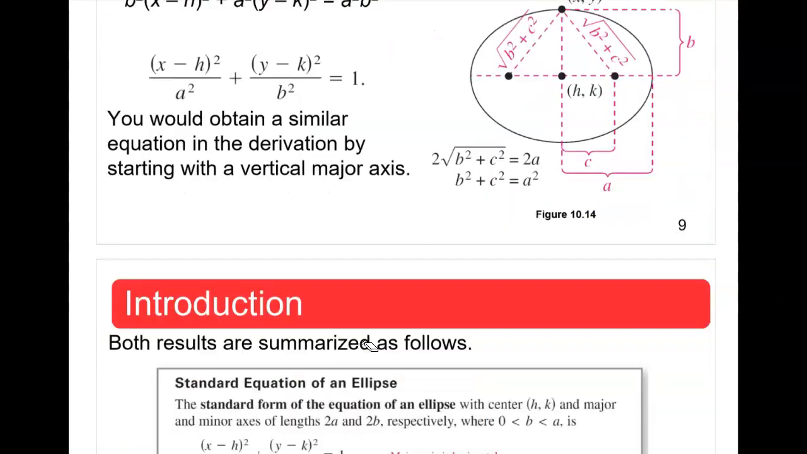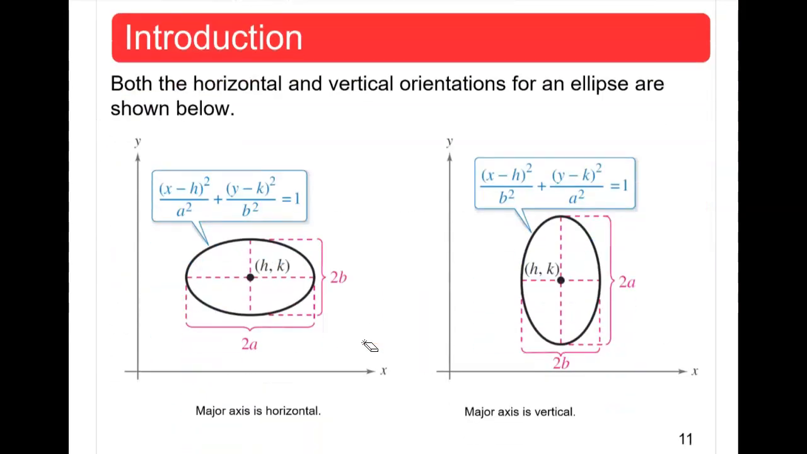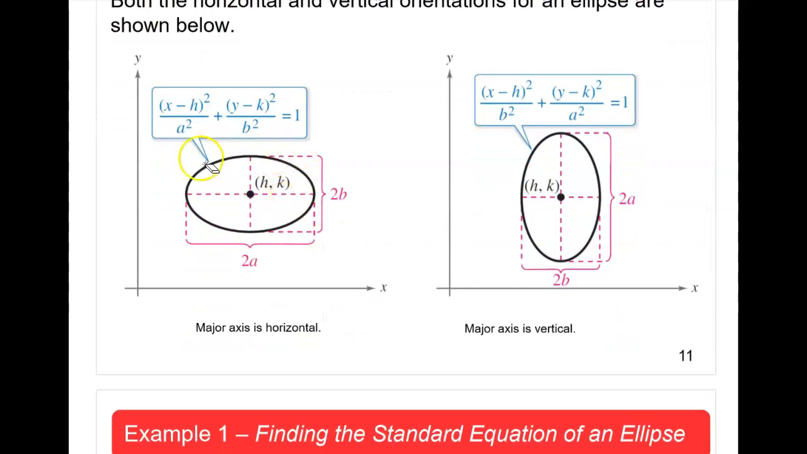So I'm trying to find that page. So here we go. This will be considered a horizontal ellipse, and here we have a vertical ellipse. As you can see here, for a horizontal ellipse, the horizontal axis is the major axis. You could see that here, major axis is horizontal. And for a vertical ellipse, the major axis is the vertical axis.